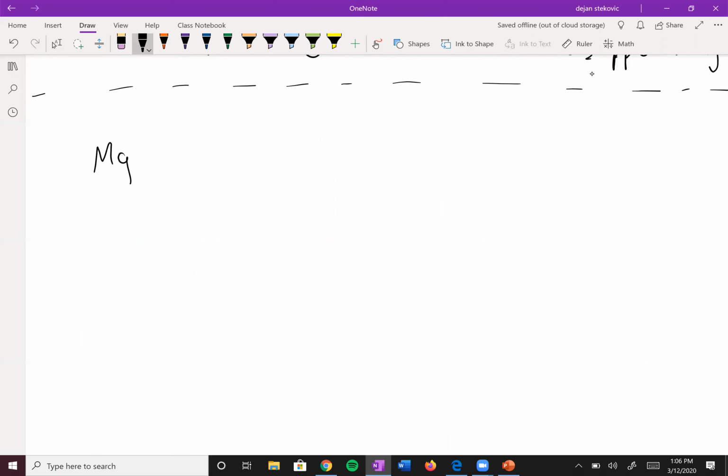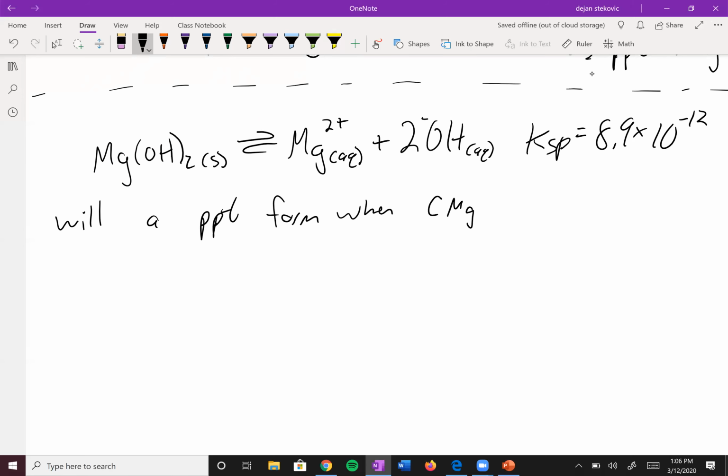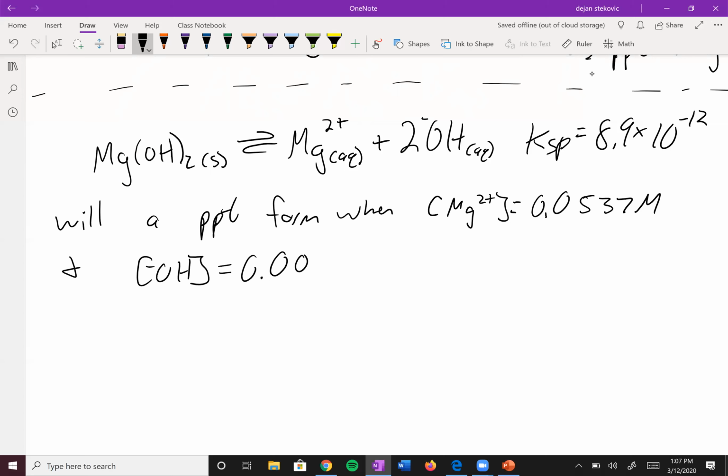So let's see an example of this. We have magnesium hydroxide. I'm going to put it in some water. It'll dissociate into magnesium 2+, and how many hydroxides? 2 hydroxides. The Ksp of this is 8.9 times 10 to the negative 12. And so maybe a question that you're asked is, will a precipitate form when the concentration of magnesium 2+ is equal to 0.0537 molar, and the concentration of hydroxide is equal to 0.0010 molar?